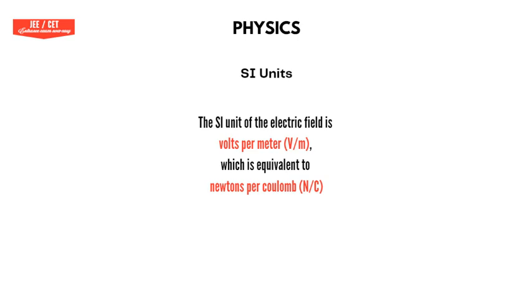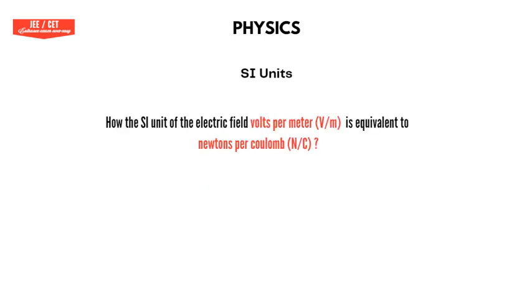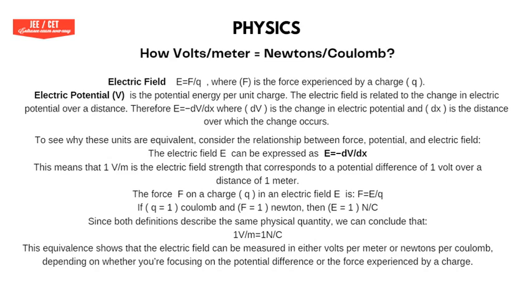The electric field is either expressed in volts per meter or newtons per coulomb. You may have this question, how the SI unit of electric field, volts per meter, is equivalent to newtons per coulomb? How can a physical quantity have two types of units? Electric field is equal to force per unit charge and its unit is newtons per coulomb. Electric potential V is defined as potential energy per unit charge and electric field equals minus dV by dx, that is change in voltage per change in distance. So electric field equals 1 volt per meter.